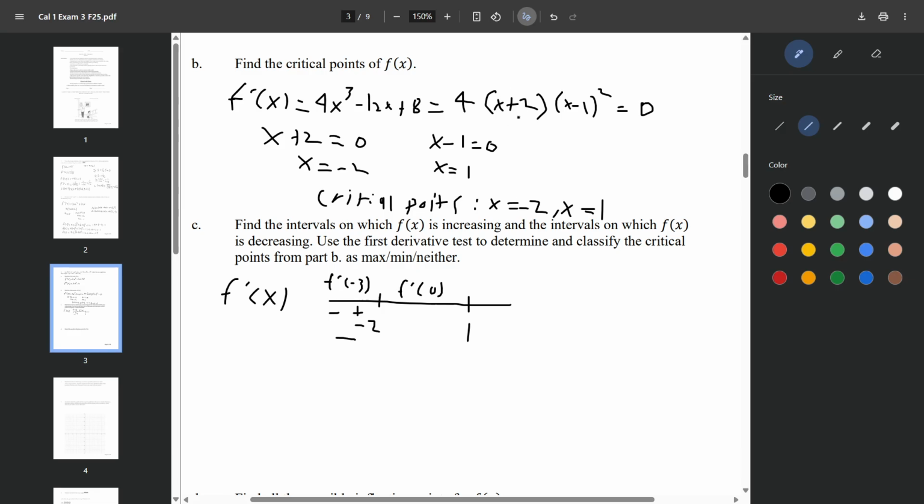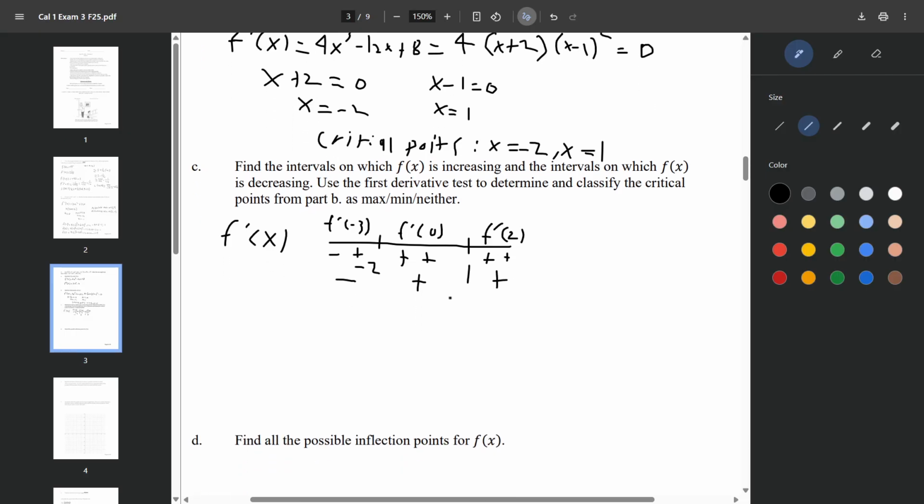Next, we're going to do f prime of 0, as that's the easiest to calculate for me personally. Right here our value is going to be positive, and right here our value is also going to be positive because of the squaring. So positive times a positive is a positive, and our graph is going to be increasing between -2 and 1. And finally, for x greater than 1, we're going to plug in f prime of 2. Our value is going to be positive and positive, and the squaring will keep it positive. So positive times a positive is positive.